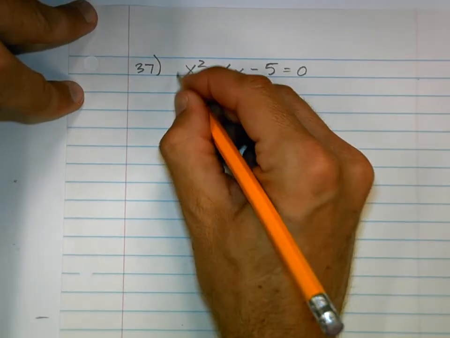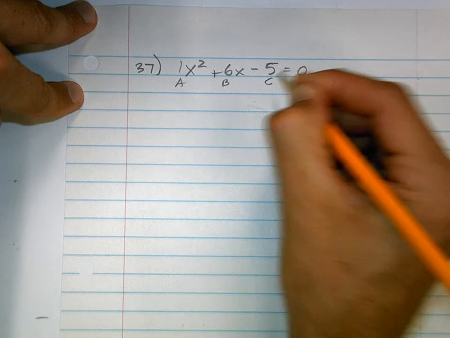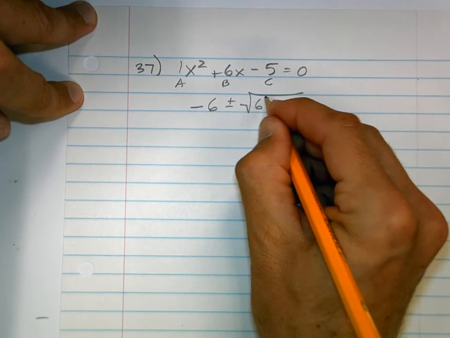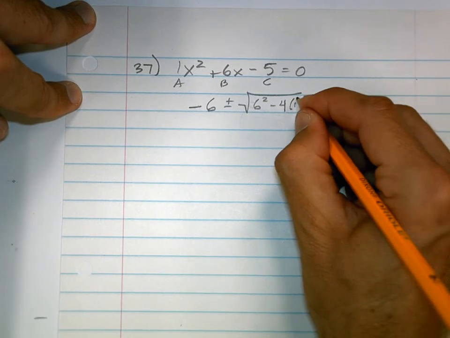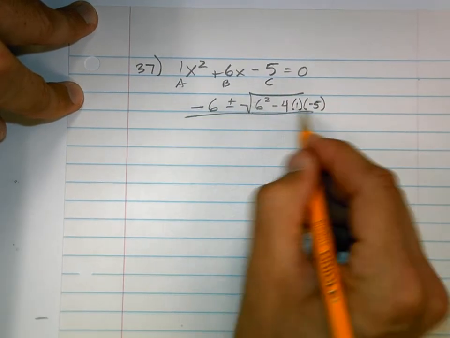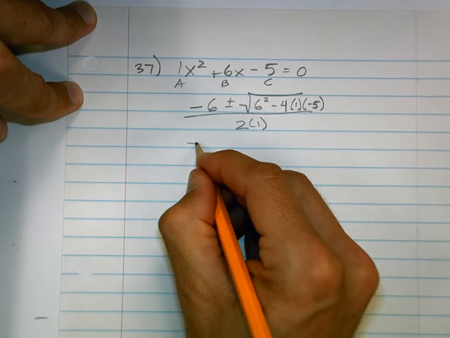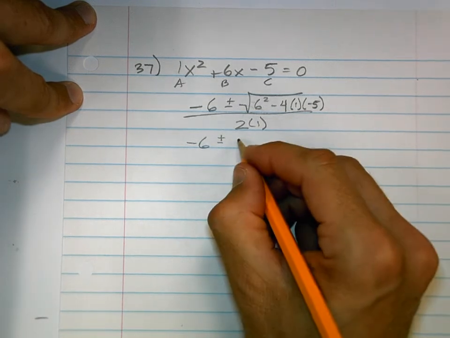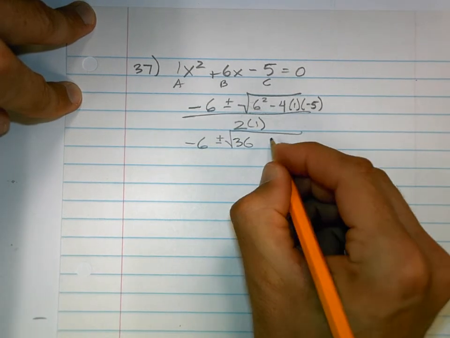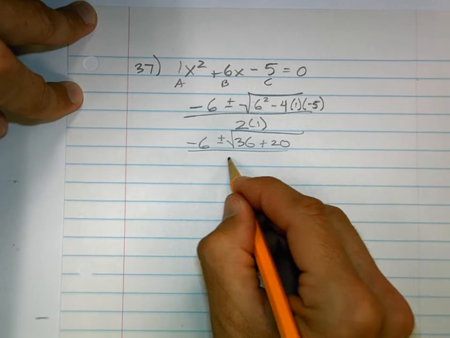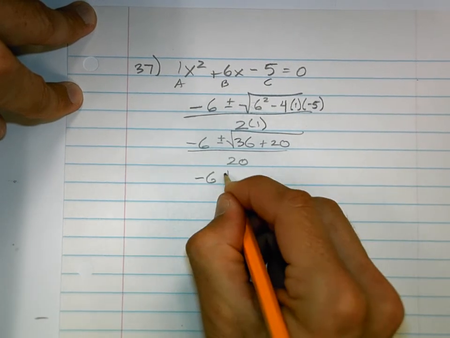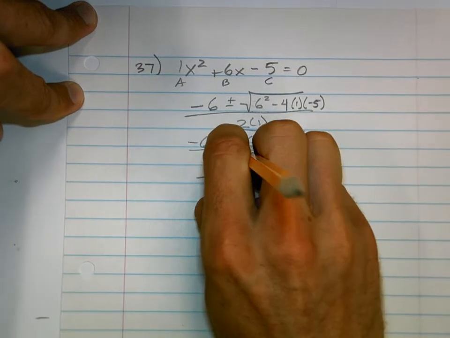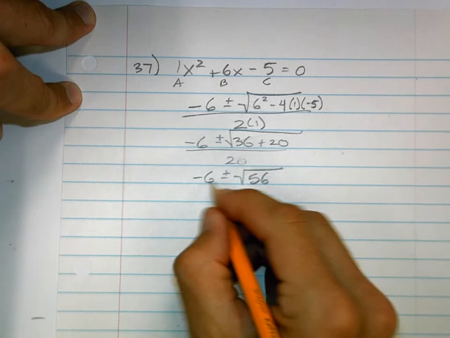So remember, this is a, this is b, and this is c. So I'm going to go negative 6 plus or minus the square root of 6 squared minus 4 times 1 times c, all over 2 times 1. So that's negative 6 plus or minus 36 plus 20, all over 2a. Negative 6 plus or minus the square root of 56. Oh, this is over, this is just 2. This is times 1. All over 2.